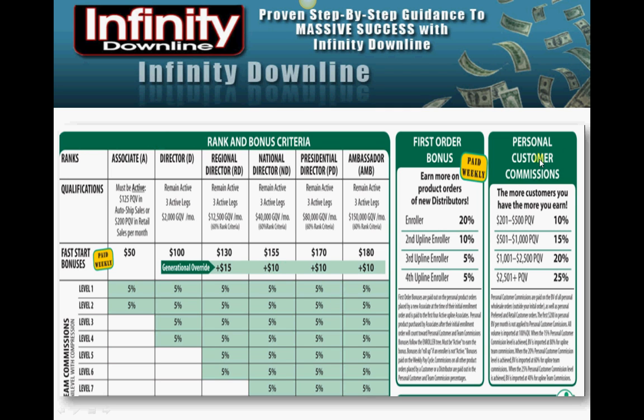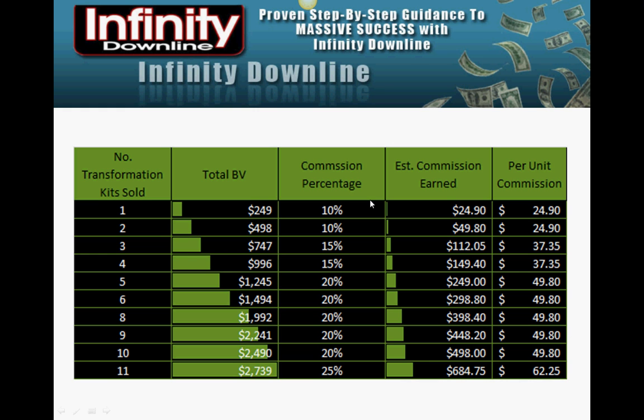Now you have your personal customer. Now, pay close attention to this. 10%, 15%. If you somehow do 3,000 personal qualification volume, they're only going to give you 20% of those sales. That's not a bad thing, don't get me wrong, but I'm just going to show you the difference between Infinity Downline versus this sort of compensation plan.